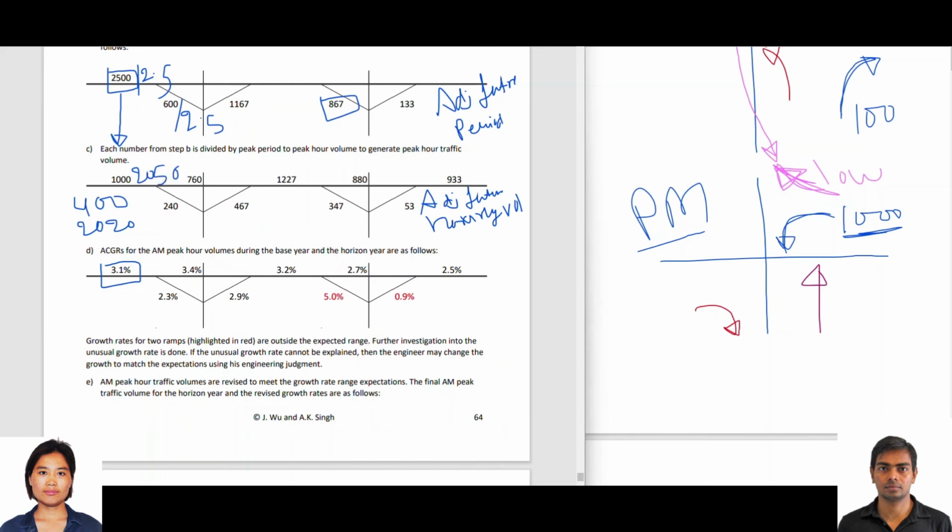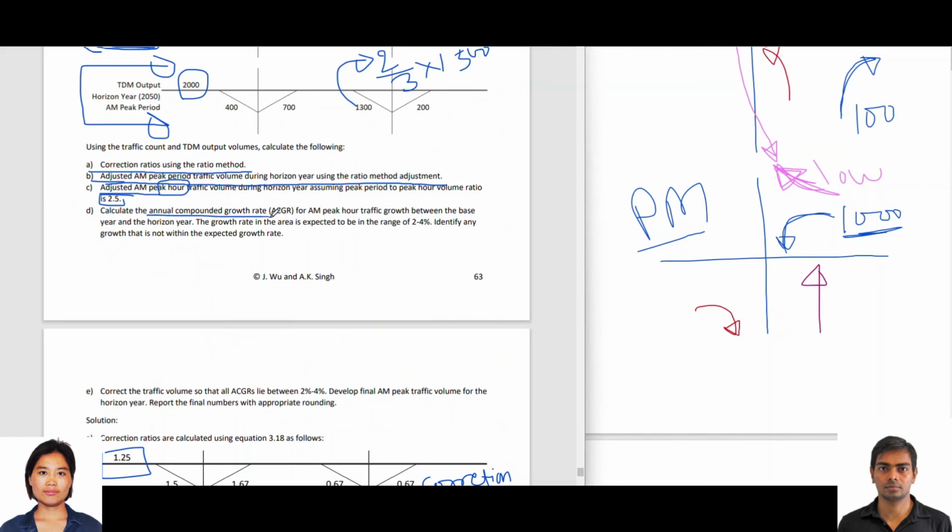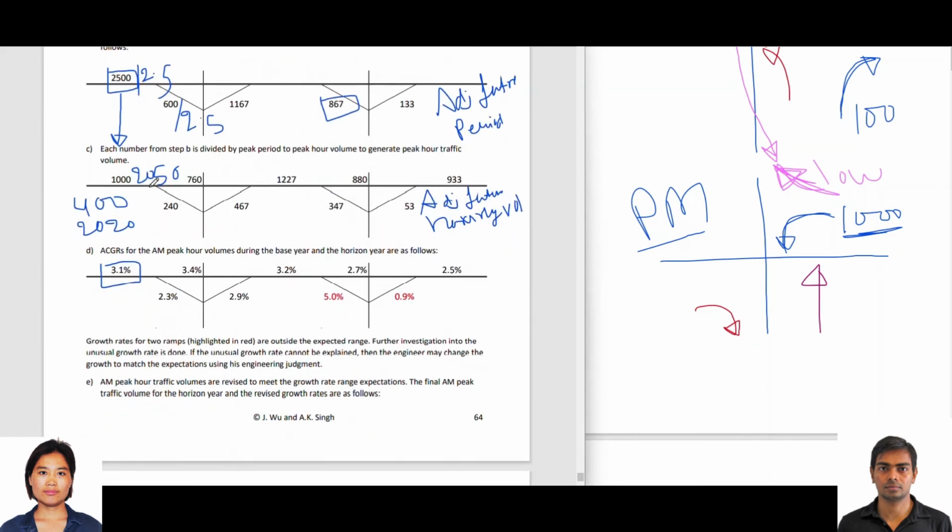So we can calculate the growth rate here, annual compounded growth rate. The annual compounded growth rate will be simply this final number 1000 divided by existing number 400 to the power 1 divided by n, where n is 30 years, minus 1. That's the growth rate. If I open my calculator and Excel, I just calculated it in Excel and it's 3.1%. Similarly, we can calculate the other annual compounded growth rates.